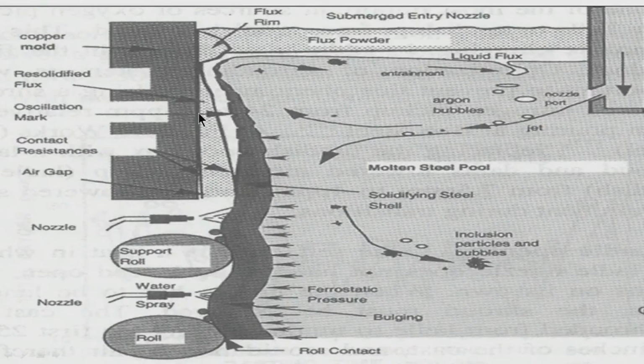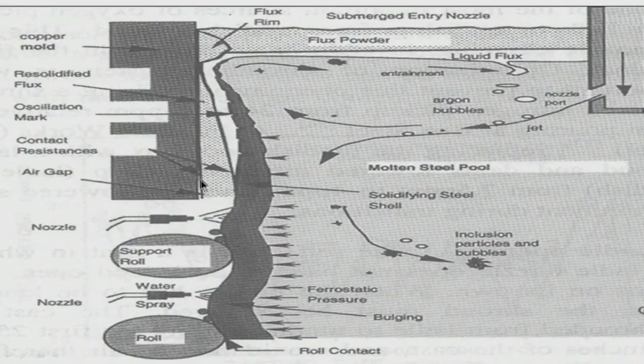It might get stuck. Why does it not get stuck? First, there is liquid steel here, there is a molten slag here which is preventing the shell from getting in touch with the copper mold, and also there is a vertical movement of the copper mold. So, this helps the solid shell not to get stuck with the mold surface. This is very, very important.